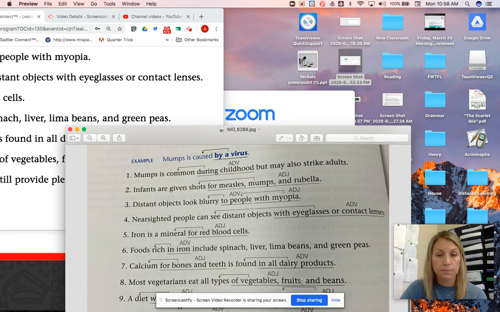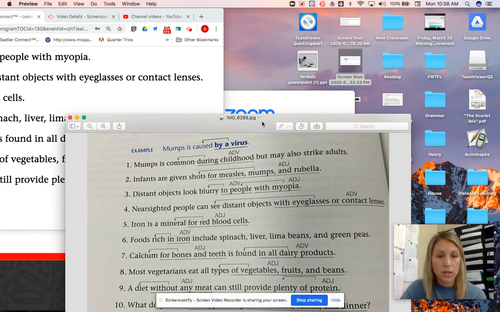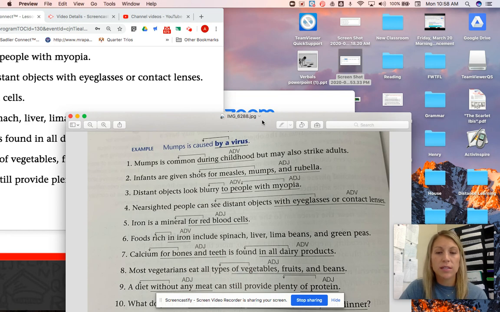All right, number 9, maybe. A diet without any meat can still provide plenty of protein. All right, you have 2 prepositional phrases. You have without any meat, because without is a preposition and meat is your object, and of protein. Of is a preposition, protein is your object. So without any meat is modifying the word diet. Diet is a noun. Adjectives modify nouns, so that's an adjective phrase. Of protein is actually modifying plenty.